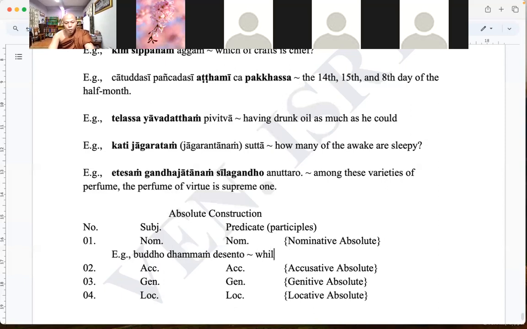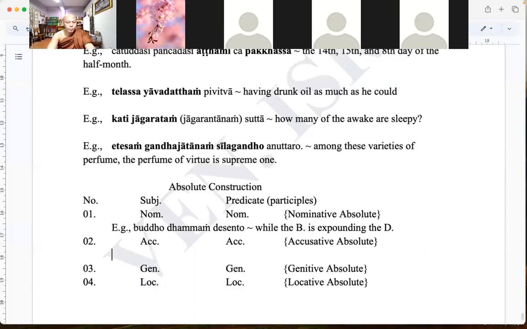Bodo dhamma desendo. Maybe the Buddha is always expounding the Dhamma. Maybe this one is Paraloka Samana. If there is another world, or when there is another world also.